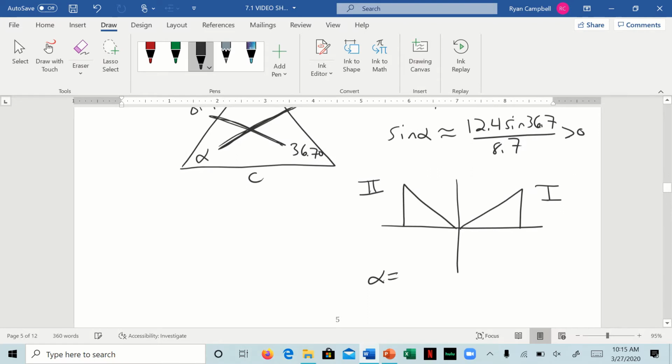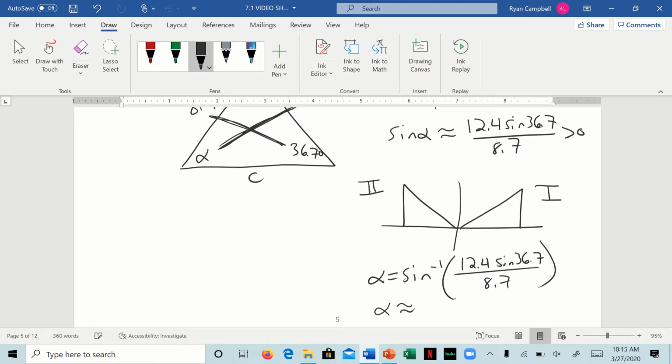So if we switch it around, alpha is the inverse sine of 12.4 sine of 36.7 over 8.7, right? We end up with alpha is 58.4, about. That's what it's going to give us. And that's the only number the calculator gives you, which is why we can't always rely on a calculator, because we just said how many angles do we have? Not 1, we have 2 angles. Super, super important. So make sure that you have 2 angles here.